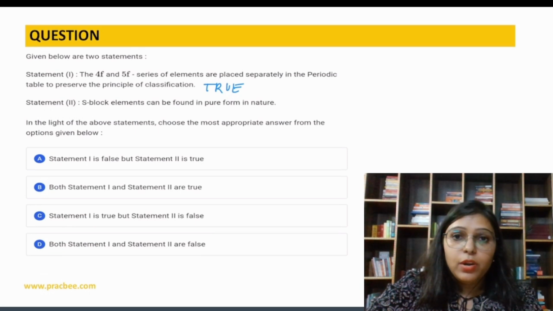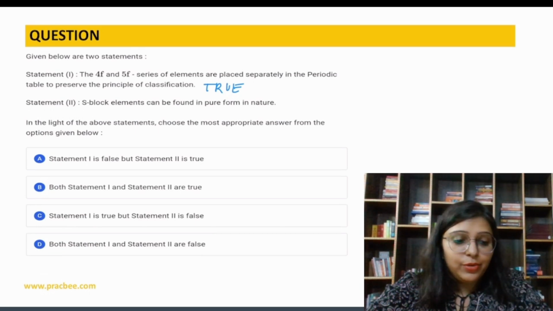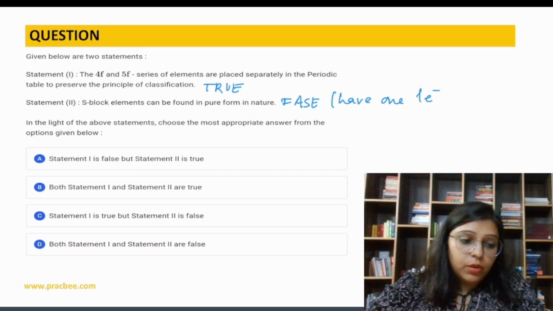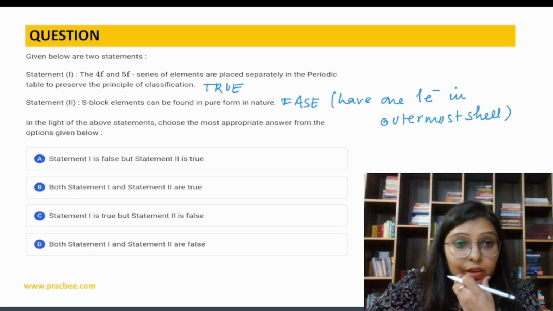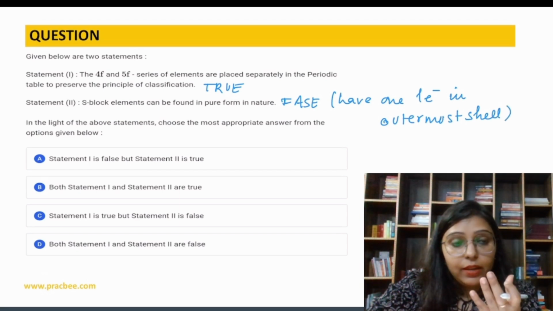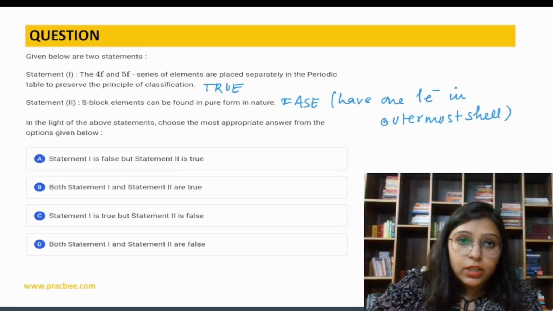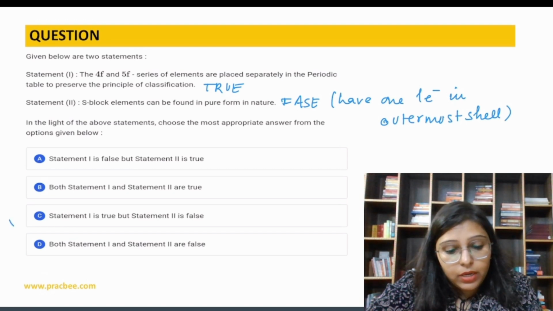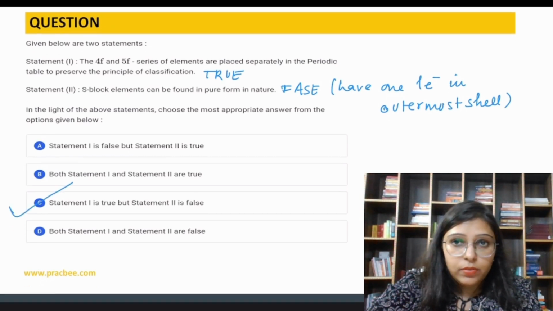Now next, s block elements can be found in pure form in nature. No, false. Because s block elements have one electron in the outermost shell, and after the removal of one electron, they can form a stable electronic configuration. So they have a tendency to combine with other elements in order to exist in the form of compounds. So statement 1 is true, but statement 2 is false.